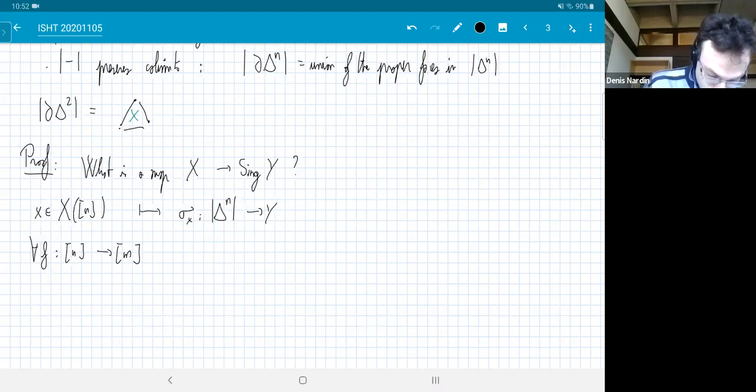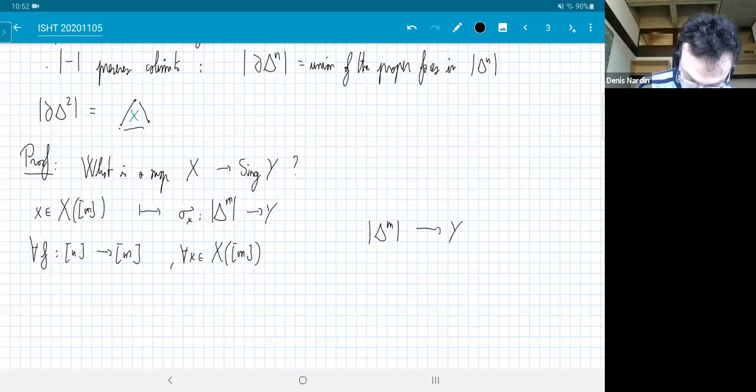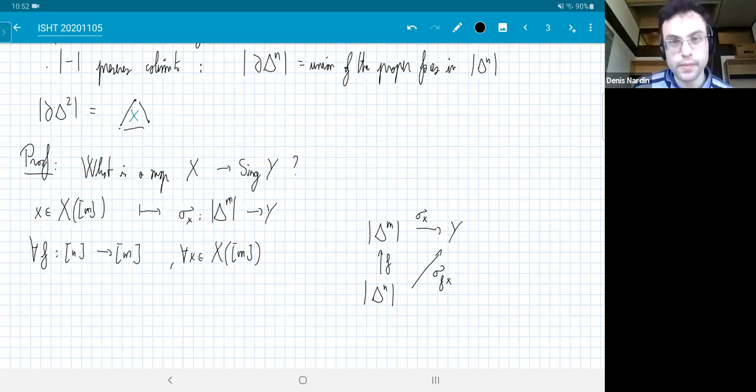So for every x in X brackets m, for consistency, we have this sigma x, and I pre-compose it with f here, and here is sigma of f of x. And that commutes. That's the condition of being a natural transformation, f upper star.